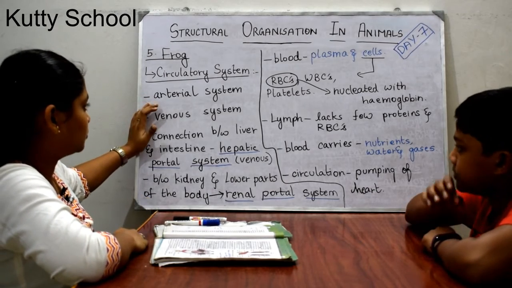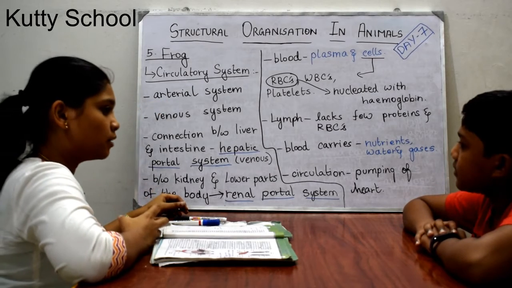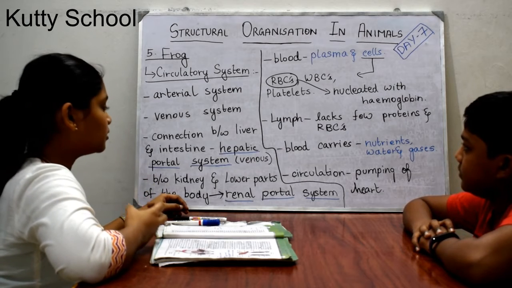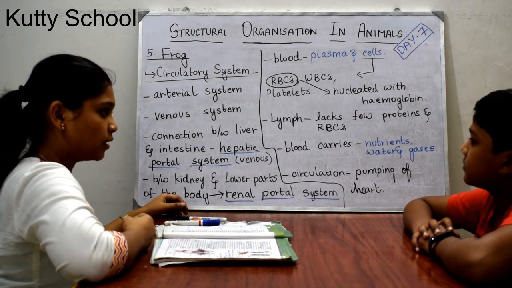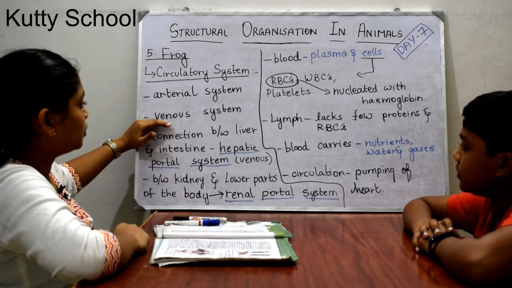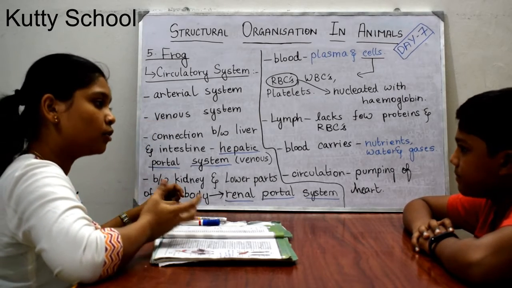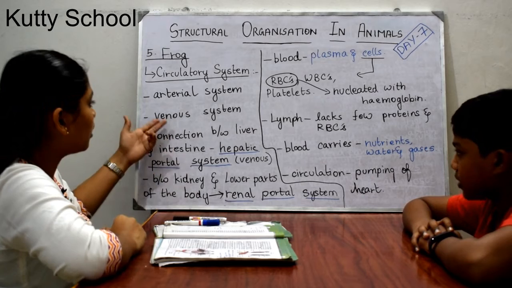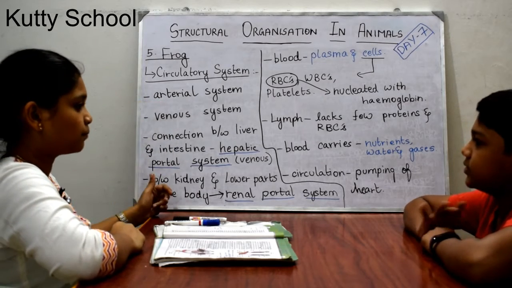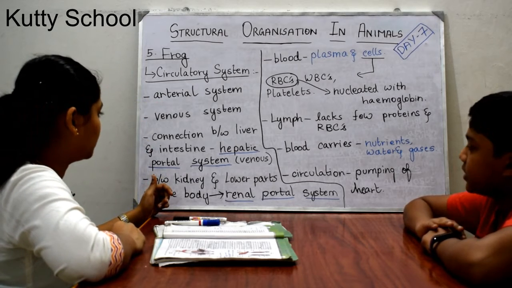So this arterial system is for carrying blood. It is composed of arteries. And this venous system is composed of veins. It carries blood from the heart to the other parts of the body, and here from other parts of the body to the heart. The names are all different, not the same.